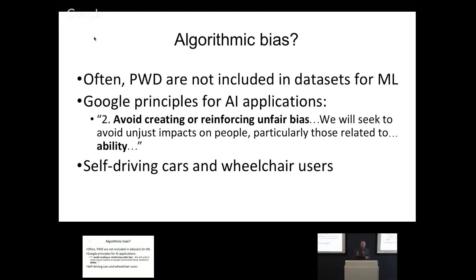Google recently came out with principles for AI applications. And one of them is to avoid creating or reinforcing unfair bias. And in that statement, users with disabilities are mentioned. A perfect example here is that of self-driving cars. A self-driving car hit a woman who was in a wheelchair. Why? Because the model didn't include the idea that there might be individuals who are wheelchair users.